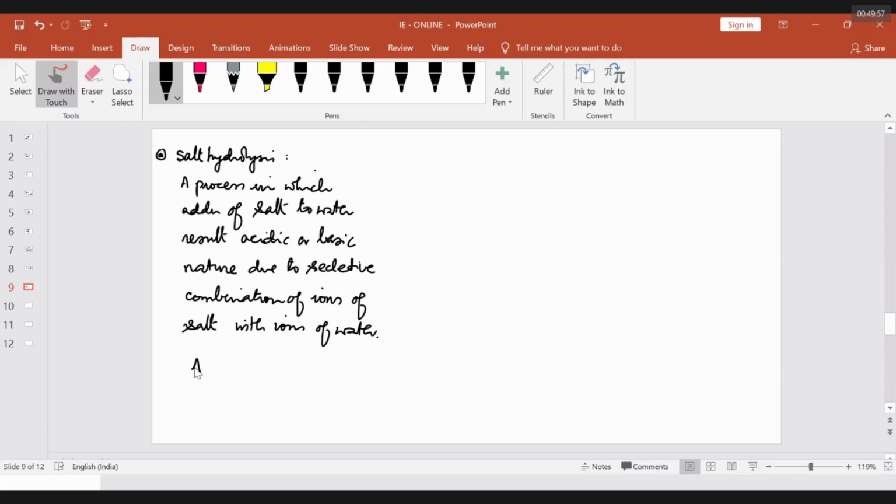That means the cation may combine with water, the anion may combine with water, or both may combine with water. It is called hydrolysis. Then you have a question: sir, why cation only? Why anion only? Why not always both? All the answers to these questions will come in the next episode. Thank you.